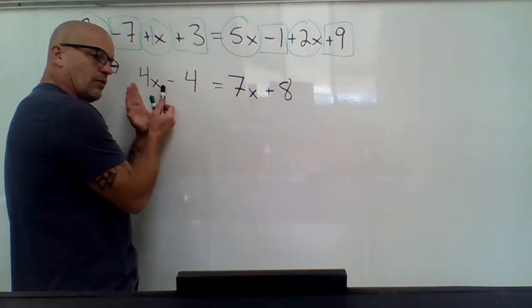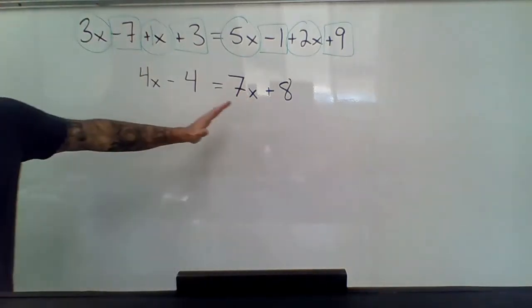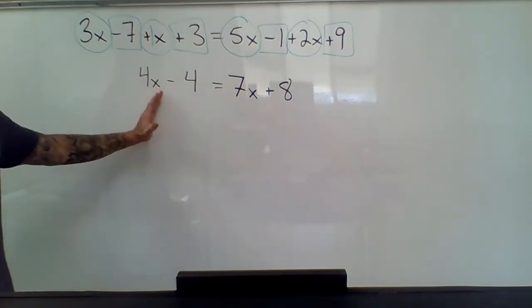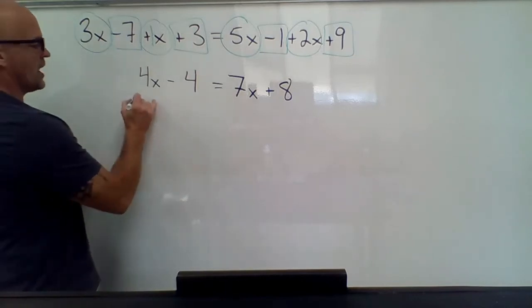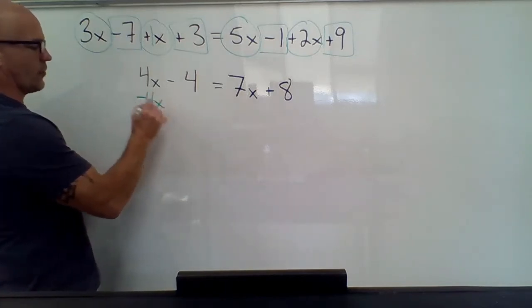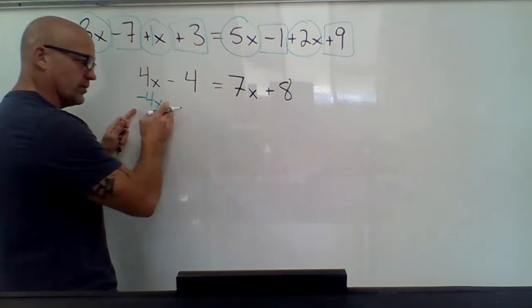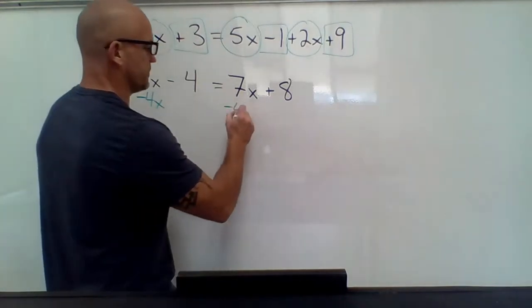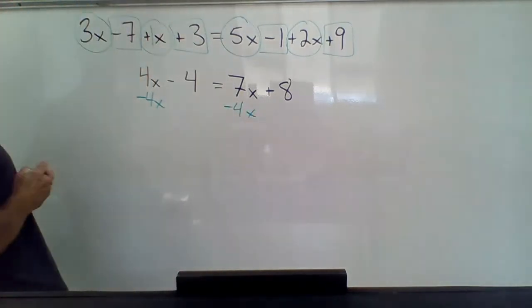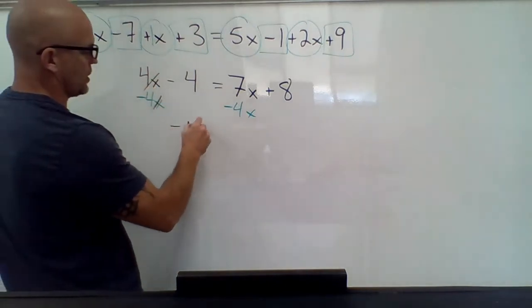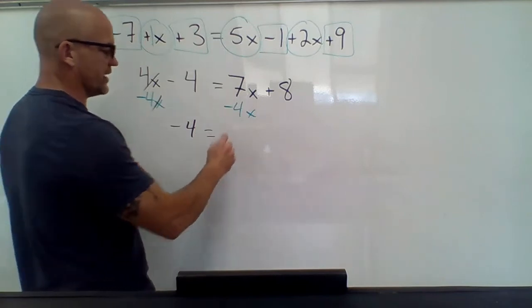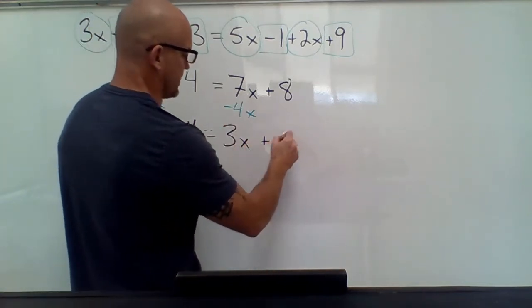I narrowed it down to a single bunch of x's here and a single bunch there. So I will choose the side with the least amount and I will get rid of it. 4x is clearly smaller than 7x, so that's the one I've chosen to get rid of. I'm going to get rid of it by subtracting 4x. That's how I eliminate it. What I do to one side, I've got to do to the other. So when I bring that down, the 4x is of course eliminated over here. Negative 4 equals 7x minus 4x is 3x, and then plus 8.